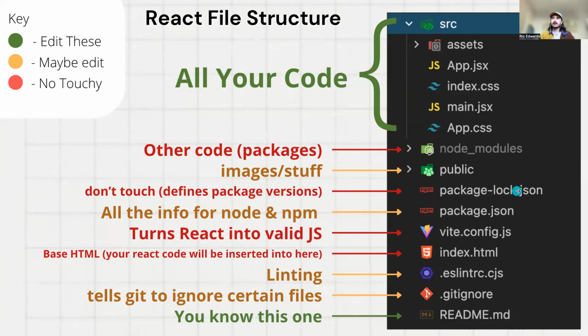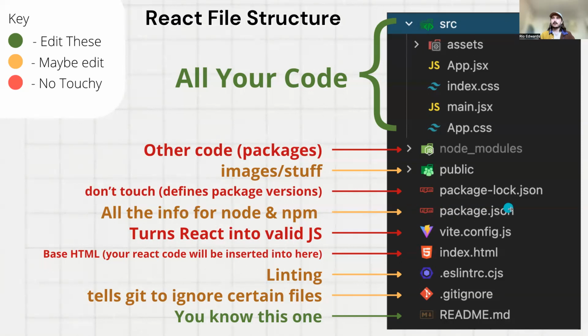Package-lock.json, don't worry about it. It basically is used by NPM to define all the third-party code and how it all relates. So don't even touch it.